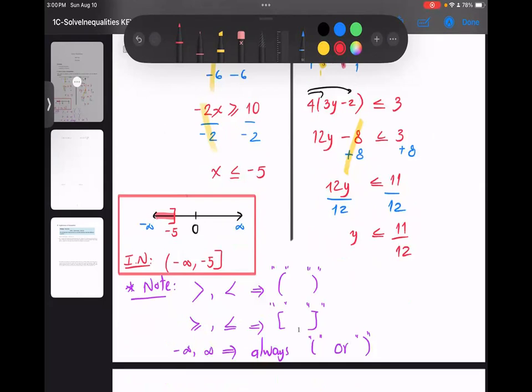Right, and then your graph looks like this. Negative infinity, positive infinity, 0 in the middle, 11 over 12, maybe there. It doesn't have to be exact, as long as it's in the right location. It's less than or equal to 11 over 12, so to the left of 11 over 12. So anything to the left of that, right?